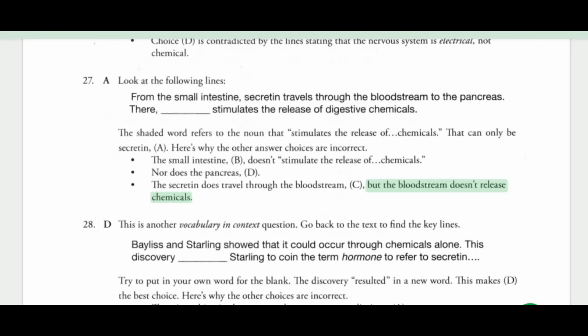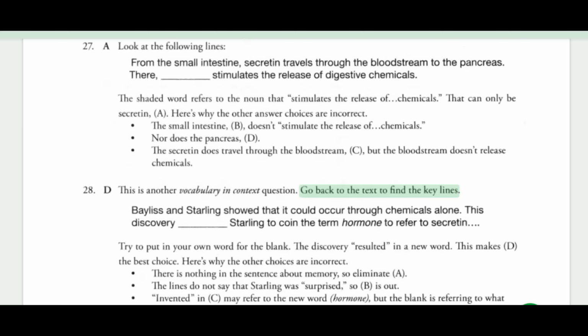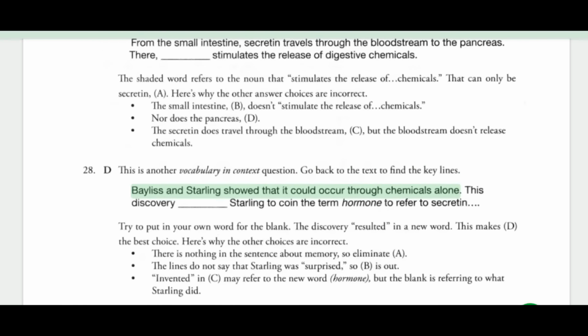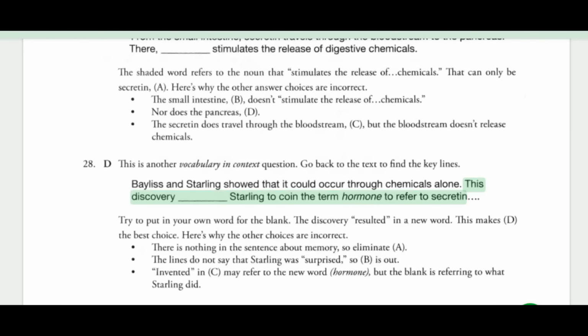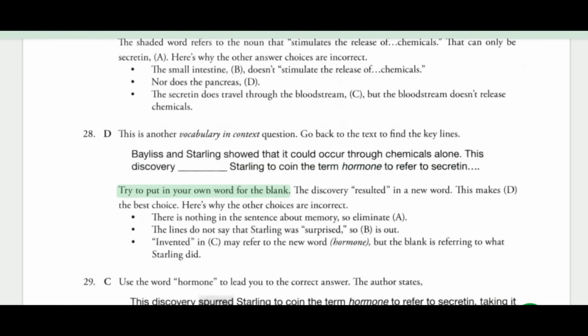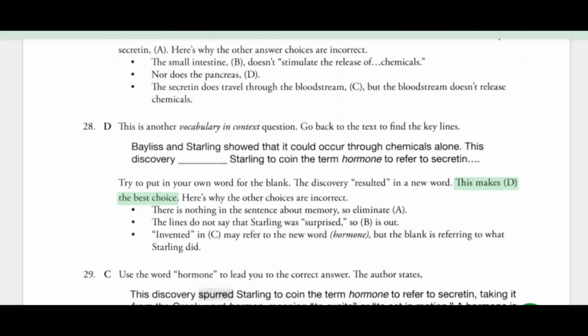28. D. This is another vocabulary in context question. Go back to the text to find the key lines. Bayliss and Starling showed that it could occur through chemicals alone. This discovery underscore Starling to coin the term hormone to refer to secretin. Try to put in your own word for the blank. The discovery resulted in a new word. This makes D the best choice.